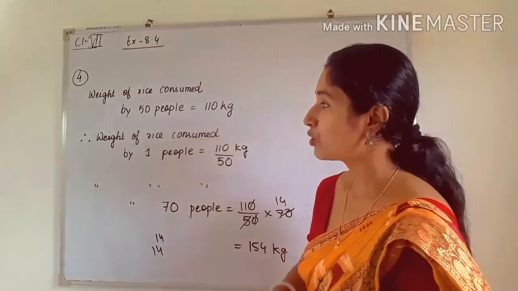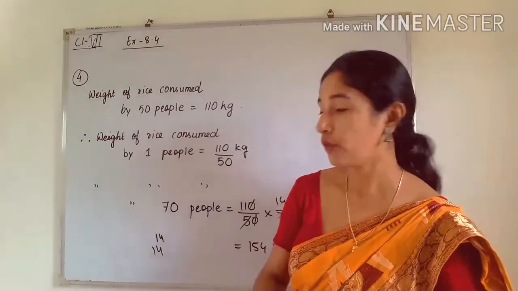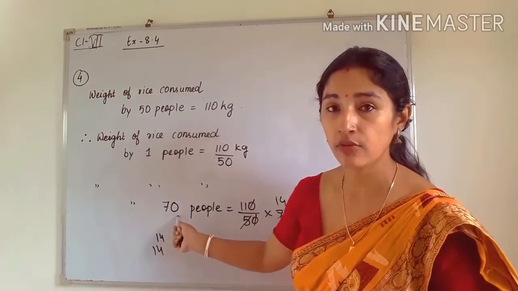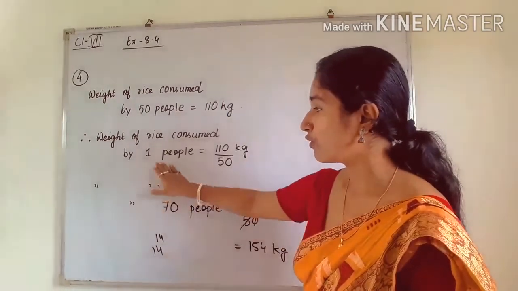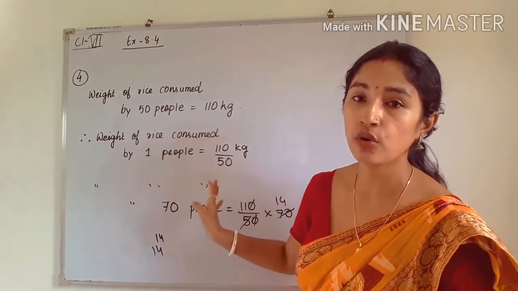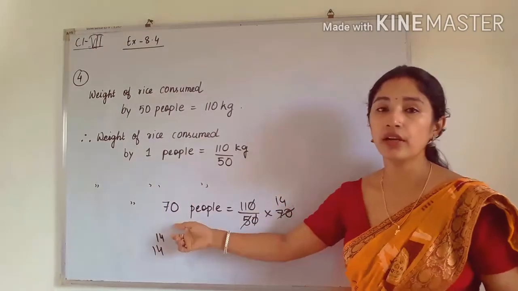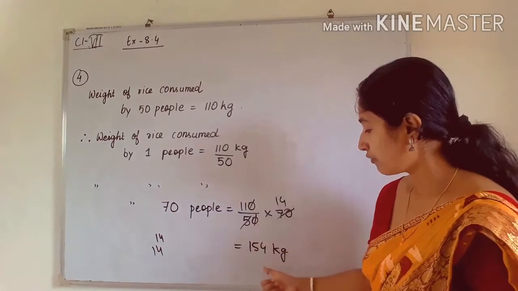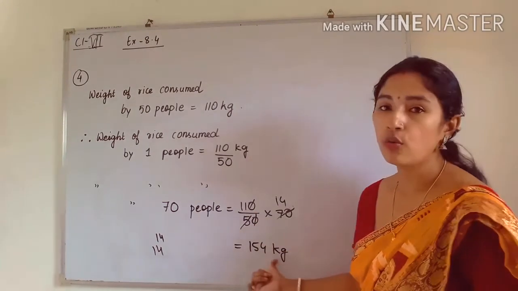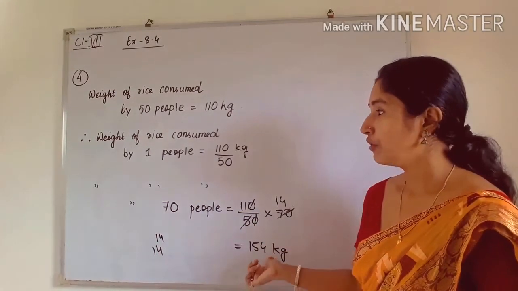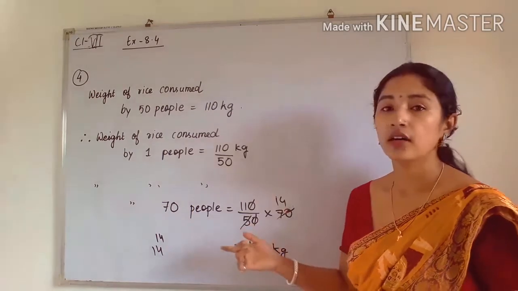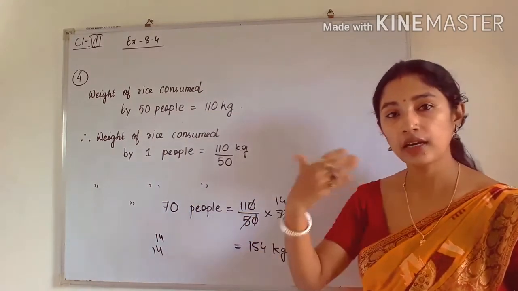So that means the total number of people will increase now. It will become 70 in the second week. So that means first of all we have to find for 1 person. That is very simple, you know. And for finding for 70 people, you have to multiply. So after multiplying, the answer is 154 kg of rice consumed by 70 people in the second week.